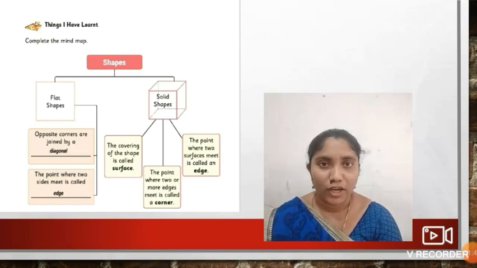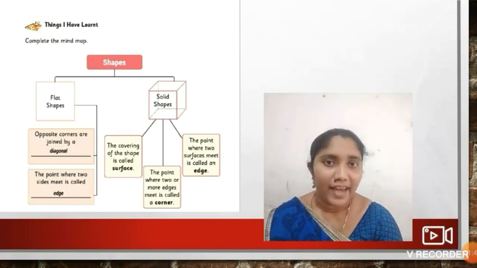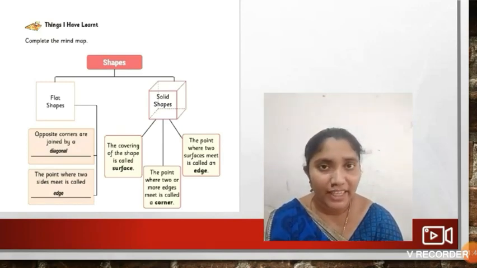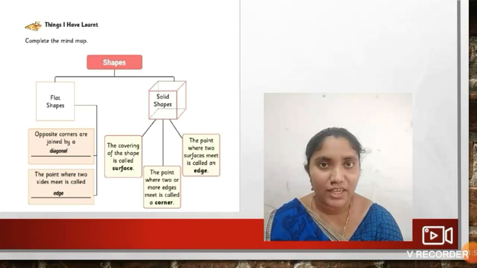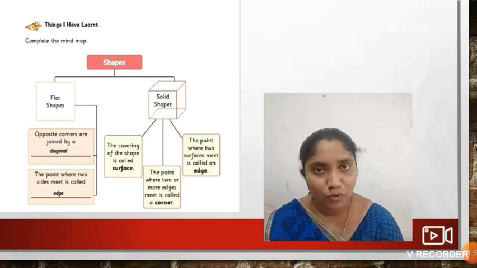The opposite corners joined by a dash. What you have to write there? Yes, you have to write diagonal. Diagonal spelling right children? D-I-A-G-O-N-A-L. Diagonal.